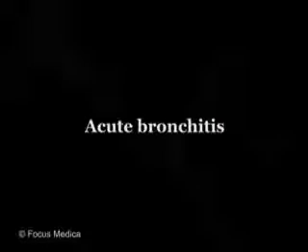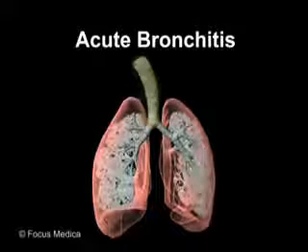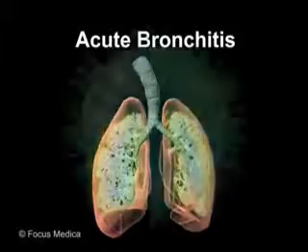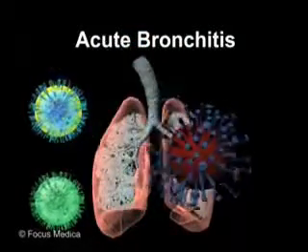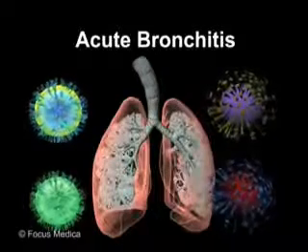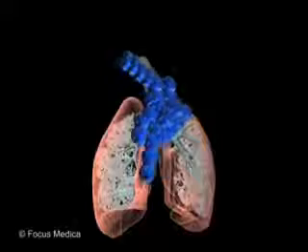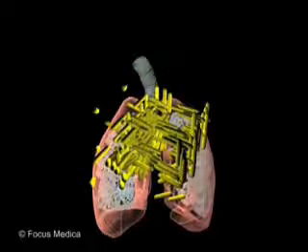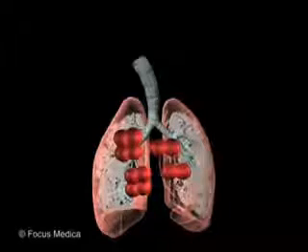Acute bronchitis. Acute bronchitis is characterized by inflammation of trachea, bronchi, and bronchioles, generally due to viral infection in the upper respiratory tract. Viral infection may lead to secondary infections by bacteria, like Streptococcus pneumoniae, Haemophilus influenzae, Moraxella catarrhalis, etc.